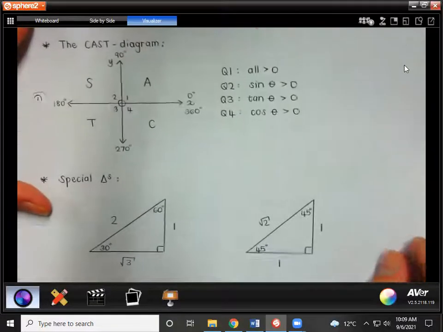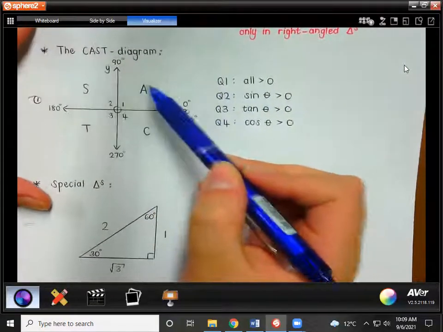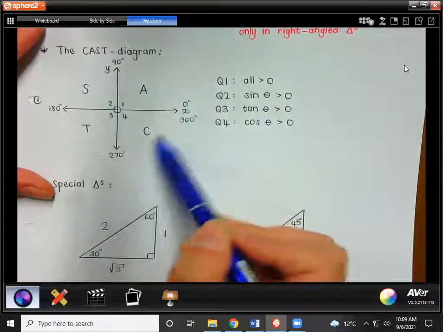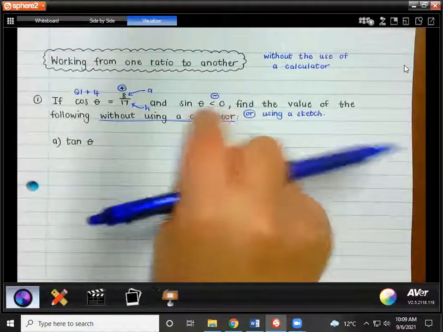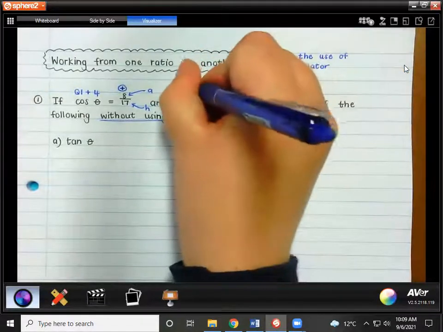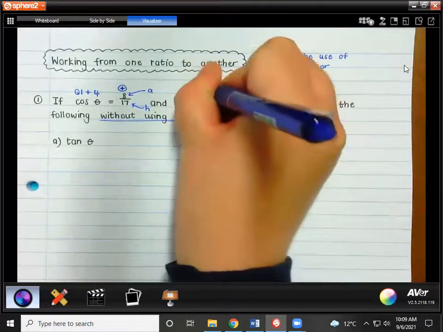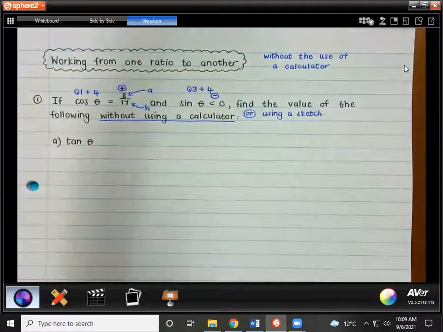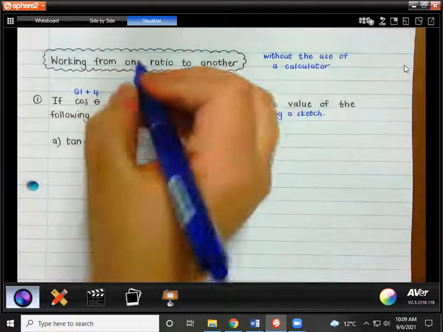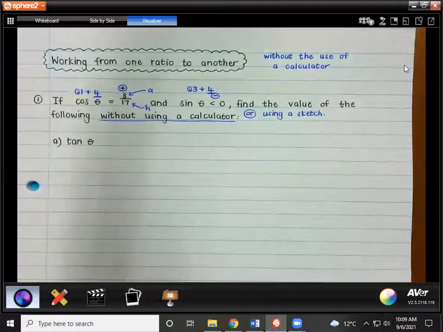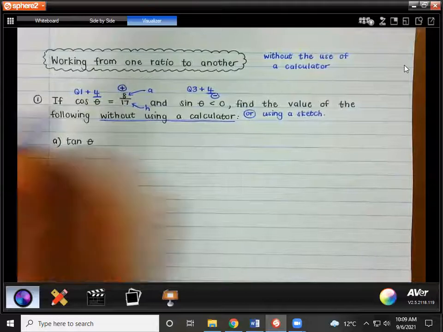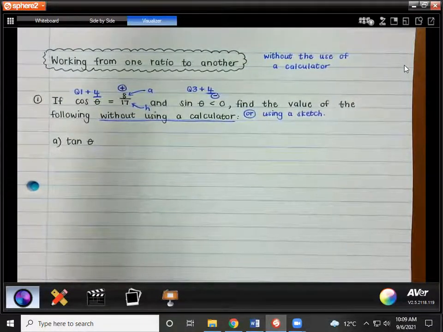And where is sine negative? Sine is positive in those ones, so sine is negative in 3 and 4, because they're saying sine theta must be less than 0, must be negative. So this is true in quadrants 3 and 4. Now guys, which quadrant satisfies both of those conditions at the same time? Quadrant 4. Quadrant 4 is the only quadrant where cos is positive and sine is negative. So we are going to draw our triangle in the 4th quadrant.